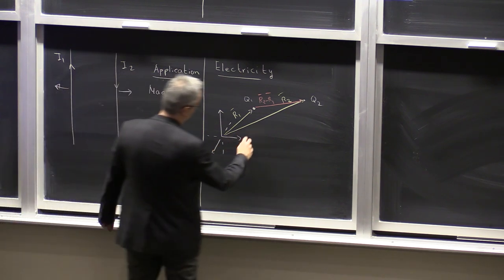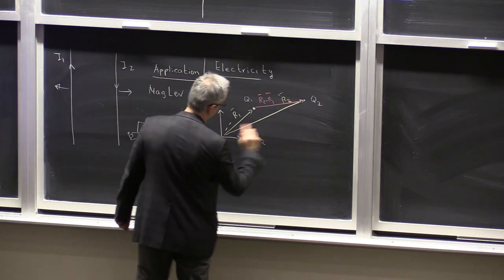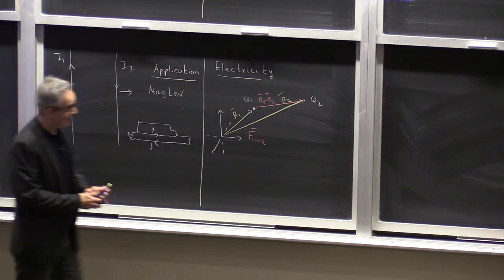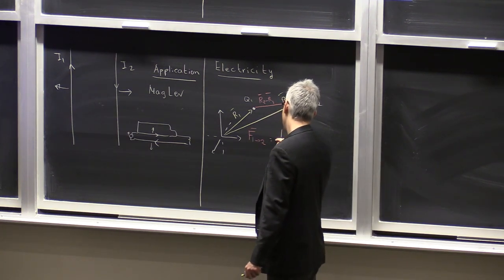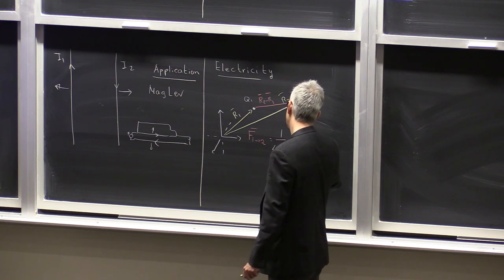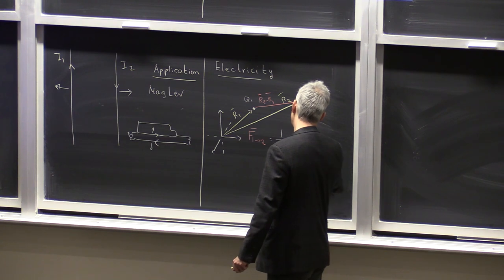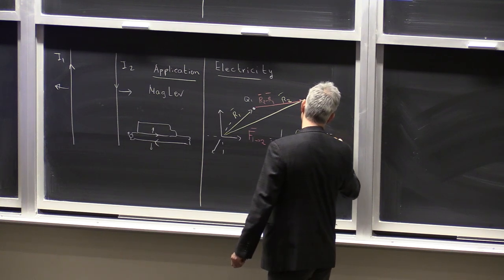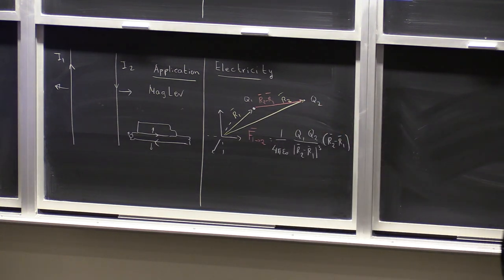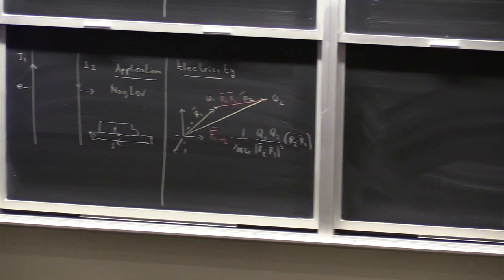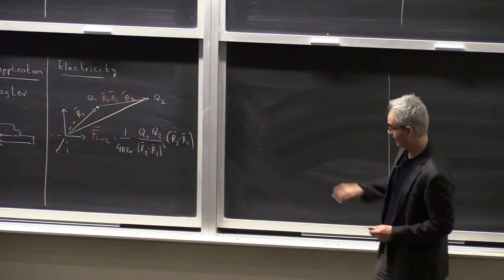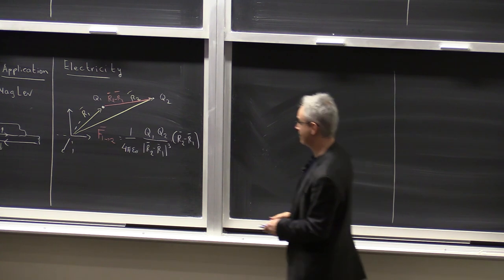Then the force, the Coulomb force, that Q1 applies to Q2 in free space, so we observe this whole system in vacuum, is 1 by 4 pi epsilon naught Q1, Q2, R2 minus R1 cubed, R2 minus R1. So basically, the force is along the direction that connects the two charges. And it will be either repulsive or attractive, depending on whether the charges are like or opposite or unlike. If they are both positive, both negative, or the one is positive, the other is negative.